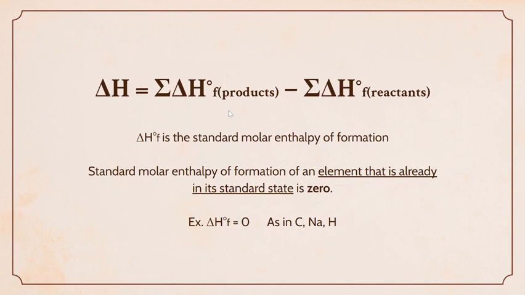And something really important to remember is that you put the products first and then you subtract the reactants. So you have all the products together and you add them all up, and you do the same thing with all the reactants. You add all the reactants up and then you subtract the reactants from the products. And then you get your delta H. So delta H is the standard molar enthalpy of formation, like I've said.